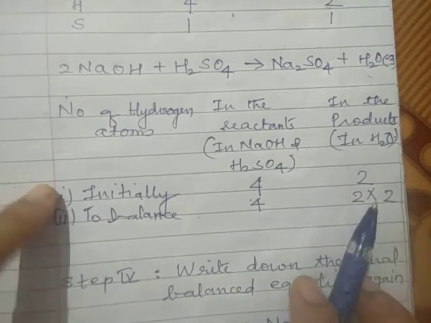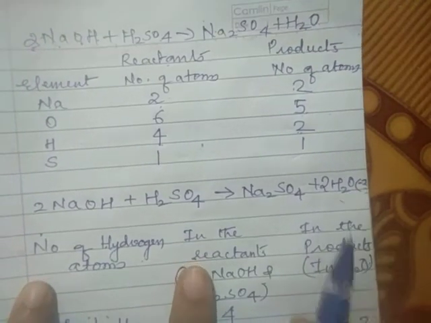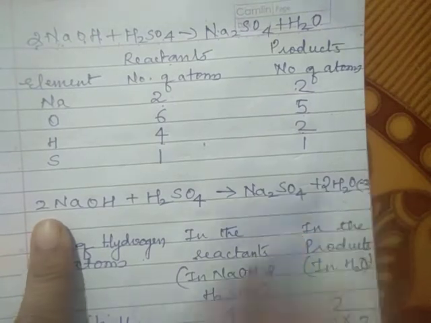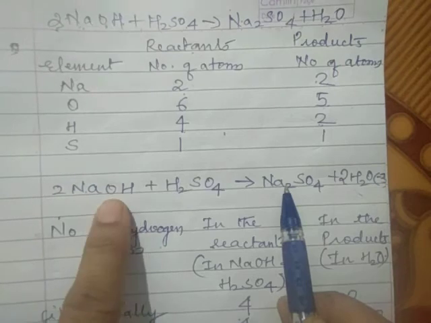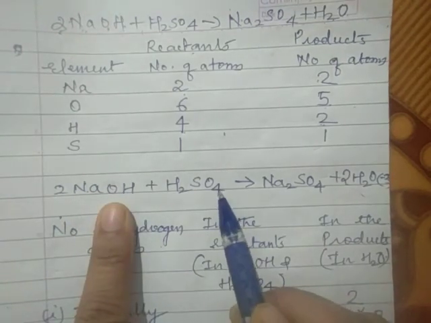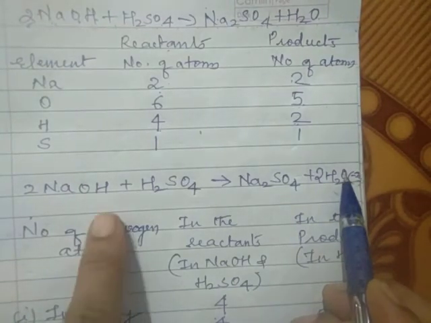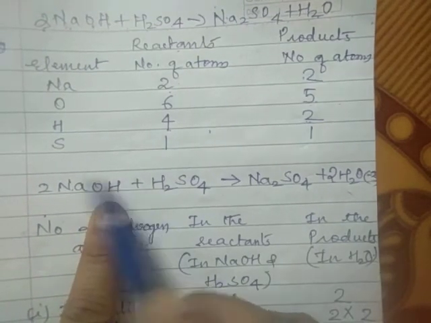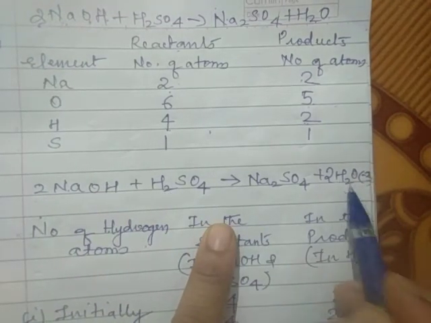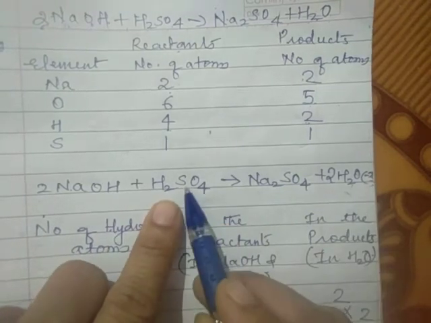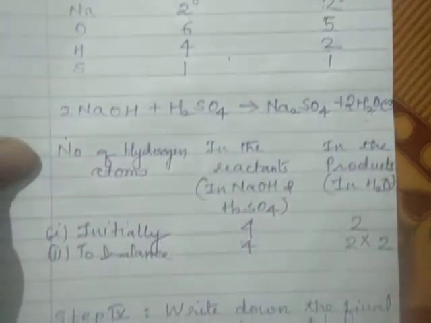But let us see now, if we add 2 over here, whether all the atoms on both the sides are equal or not. Now let us check again. Sodium 2 here, sodium 2 here, correct. Then oxygen 2 plus 4 is 6 here, 4 plus 2, this is 6 here now. Then we will check hydrogen. Hydrogen is 2 and 2, 4. Now here in this case 2 into 2, 4, correct. And sulfur 1 here, 1 here. Now if you see, the reaction is balanced.